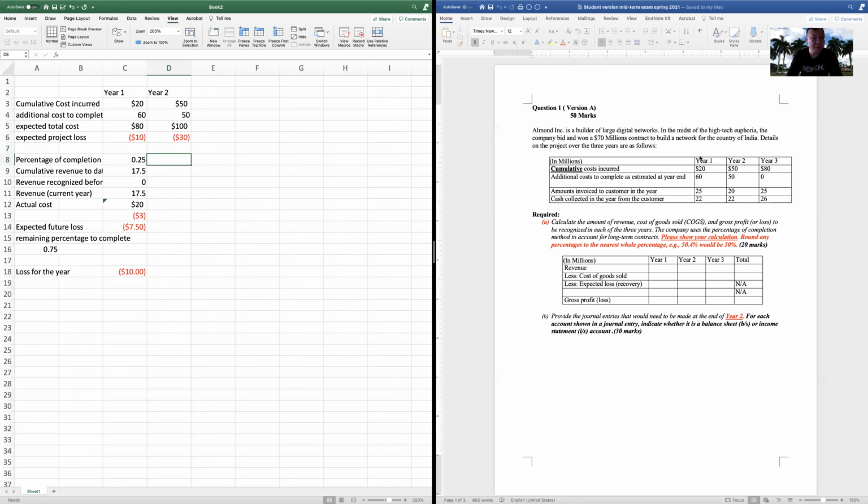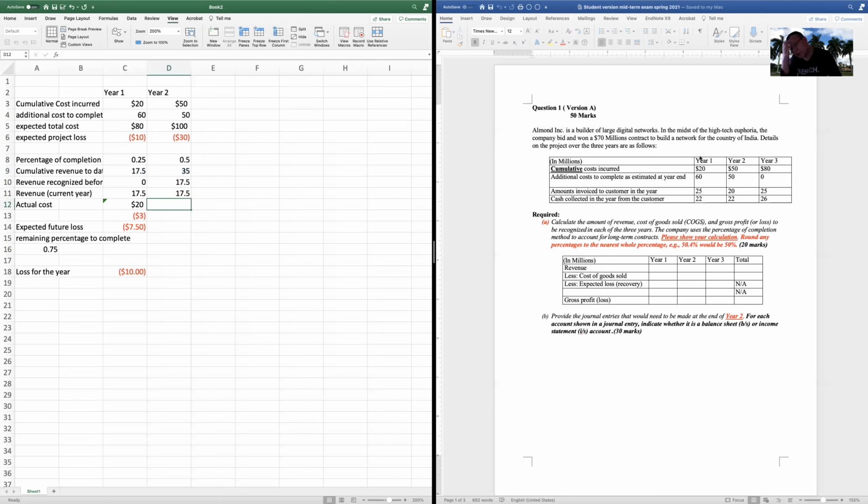What's the percentage of completion? Cumulative cost incurred, D3, divided by total expected cost, D5. That's 50%. What's the cumulative revenue? D8 times 70, so cumulative revenue should be 35. What's the revenue recognized before? That would be C8, right? That would be C11. Now for this year, the revenue recognized for year two would be the difference, D9 minus D10.